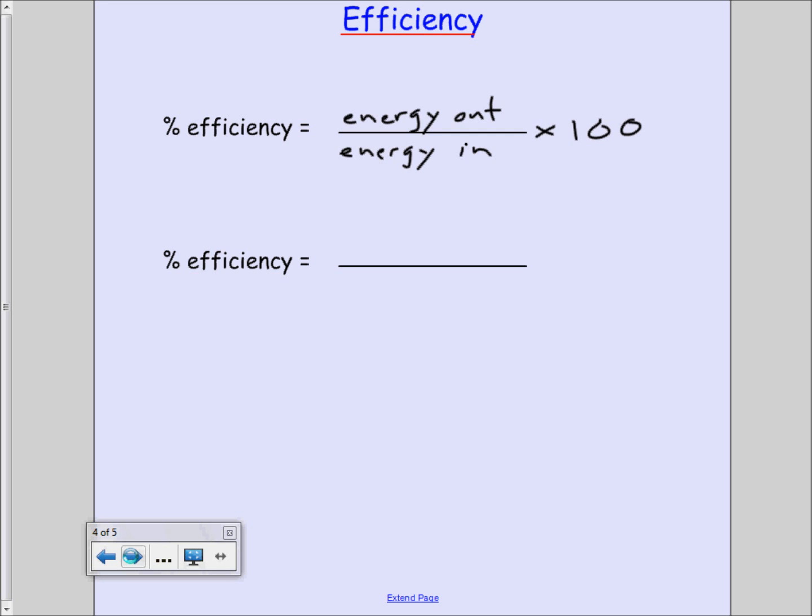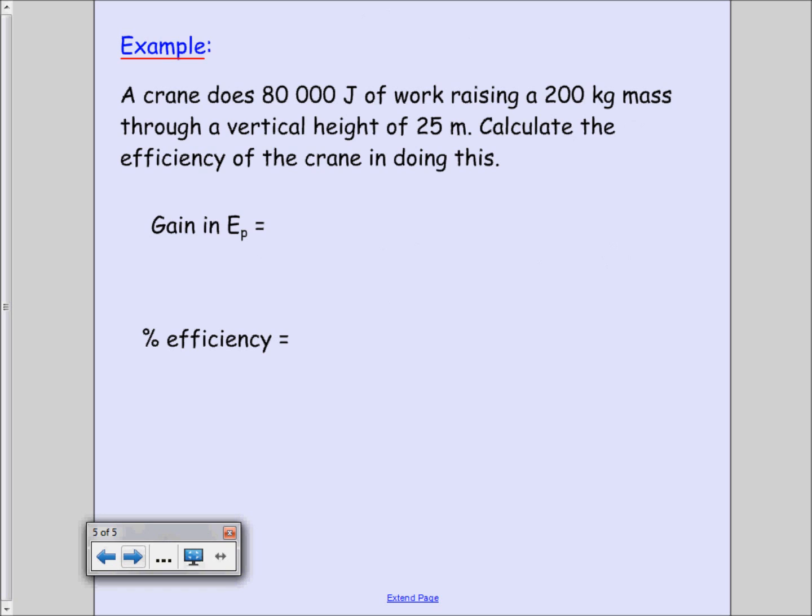We could also express efficiency using power, because power is simply the rate at which energy is coming out or going into a system. So power out divided by power in times 100. And let's just finish by looking at a brief example. A crane doing 80,000 joules of work, raising a 200 kilogram mass through a vertical height of 25 meters. We want to calculate the efficiency.